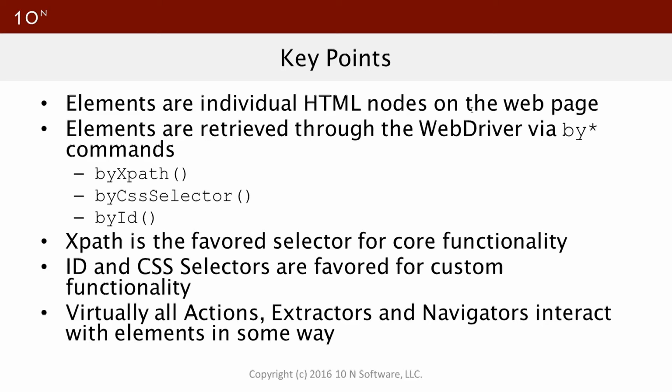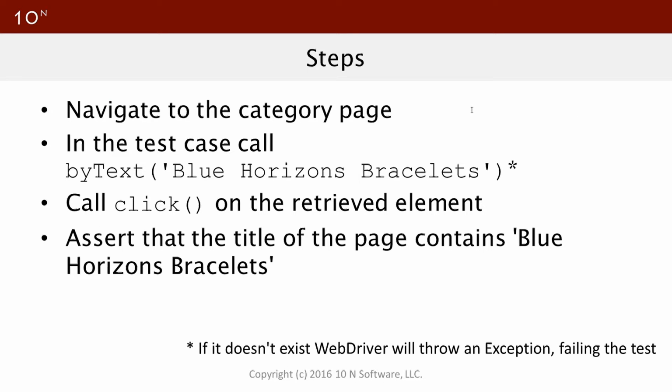Now, if you're going to be making a change inside of one of the themes, you're still going to have to follow the XPath rule. But for your own functionality, in the test cases themselves, you can use IDs and CSS selectors. Virtually every action, extractor, navigator, almost any component in Magium is going to interact with these individual elements in some way. So here are the steps for exercise number 6, working with elements.